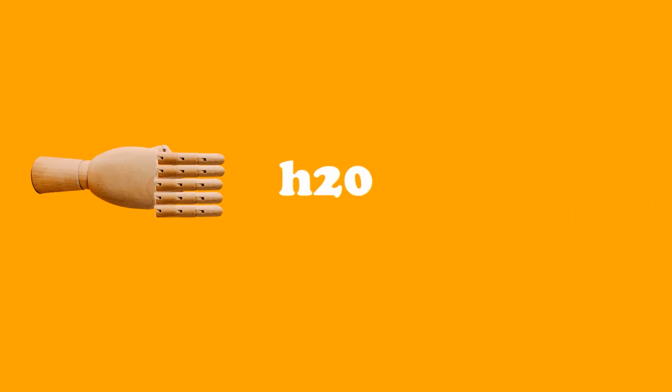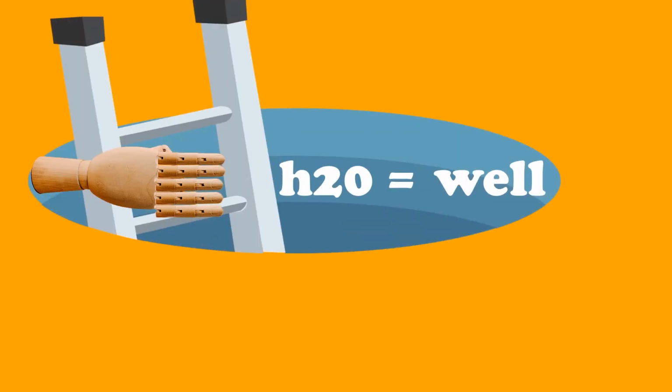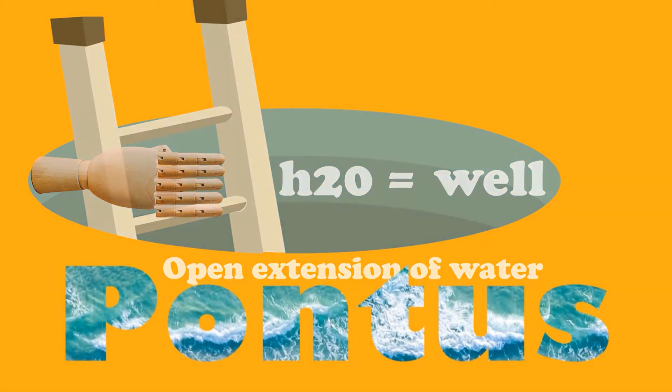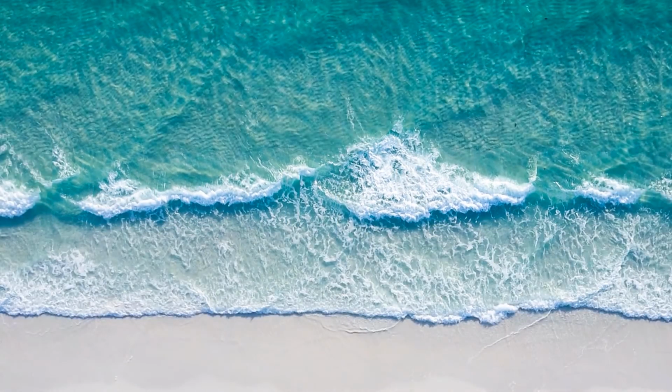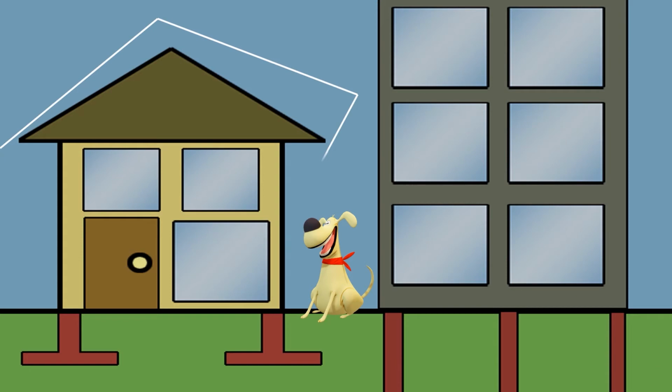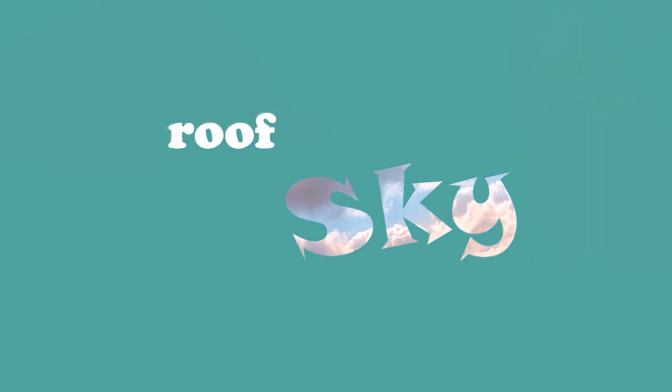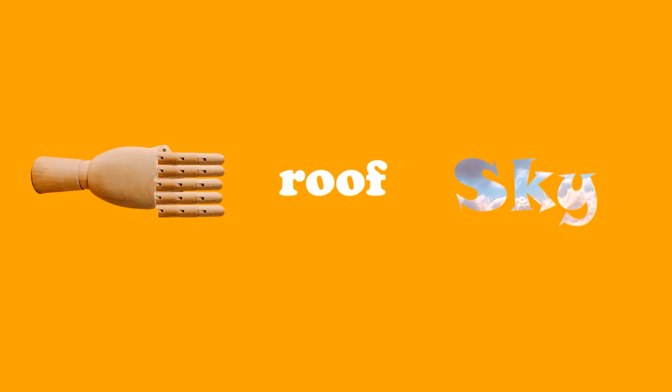Now, our house obviously needs a little H2O, so we'll build a really big well, or what we can refer to as an open extension of water, and we'll call it Pontus. To finish up our house, we'll toss a roof up on this crib, and we'll call it Sky. Hesiod calls it starry sky, by the way, but the stars are born later. They belong to the third generation of Greek gods, which we haven't covered yet.